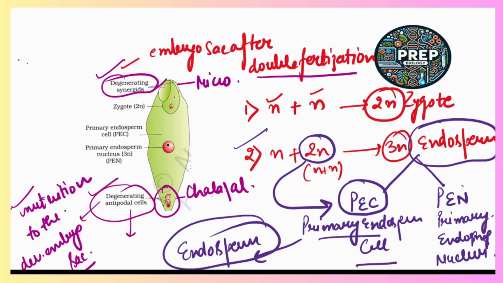So we have the zygote at the micropylar end, and at the center we have the nucleus, which is called the primary endosperm nucleus, and the cell at the center, which is called the PEC, the primary endosperm cell, which further develops and forms the endosperm. Okay, so this is all about double fertilization. I hope this full process is clear to you all.